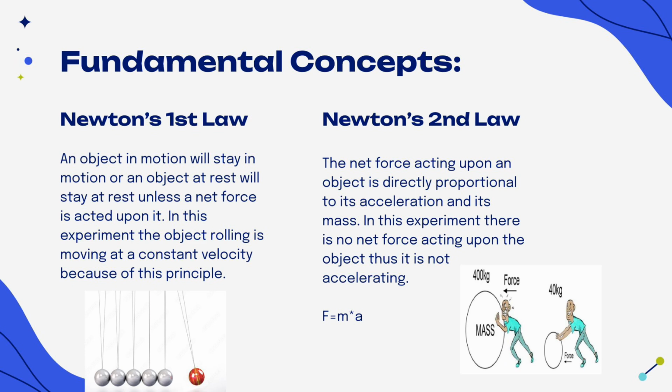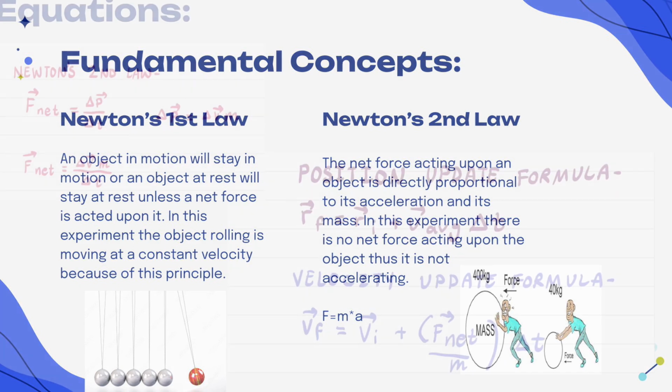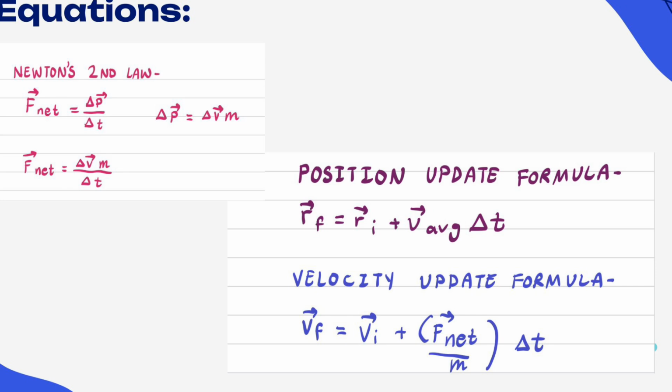In Newton's second law, the net force acting upon an object is directly proportional to its acceleration and its mass. In this experiment, there is no net force acting upon the object, thus it is not accelerating, and this can be seen in the equation F equals ma. But Newton's second law can also be derived to the equation of F net equals delta P over delta T, and delta P equals delta V times mass, so F net equals delta V times mass over delta T.